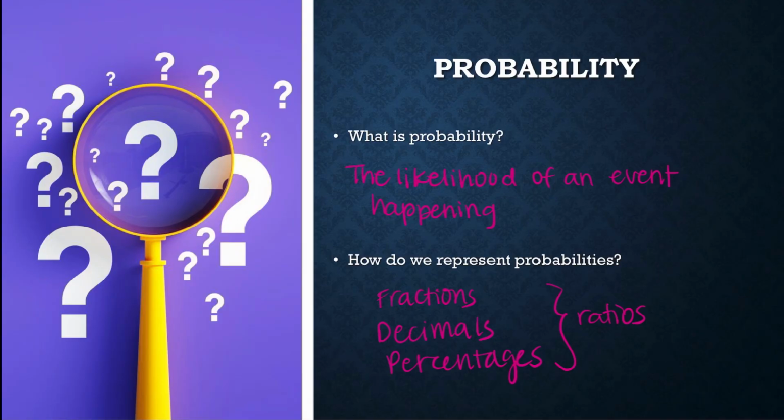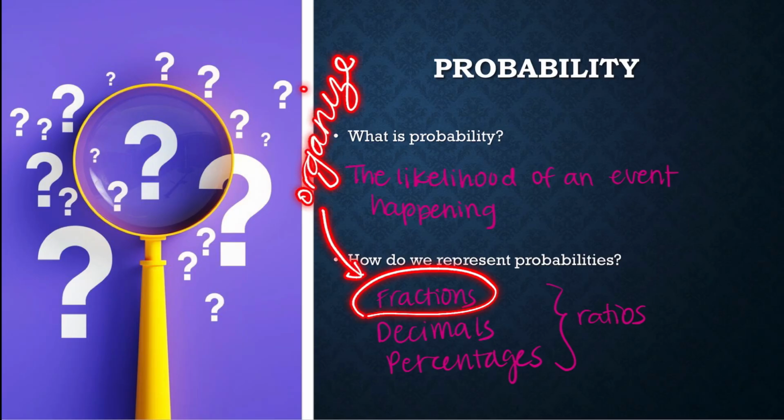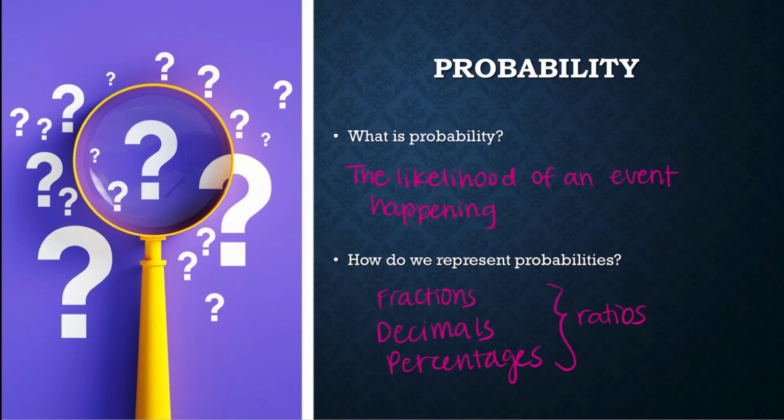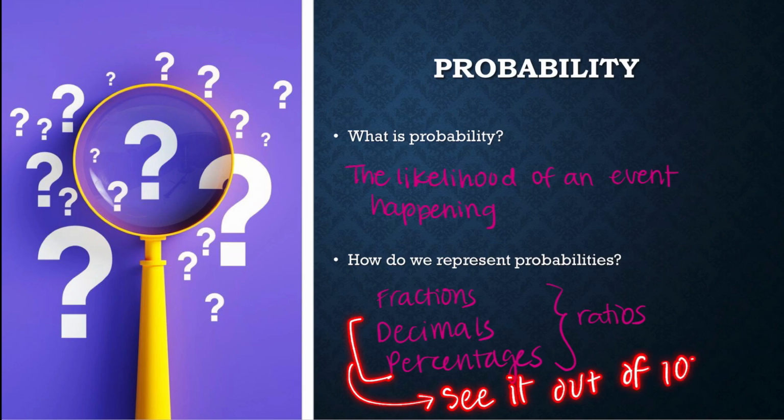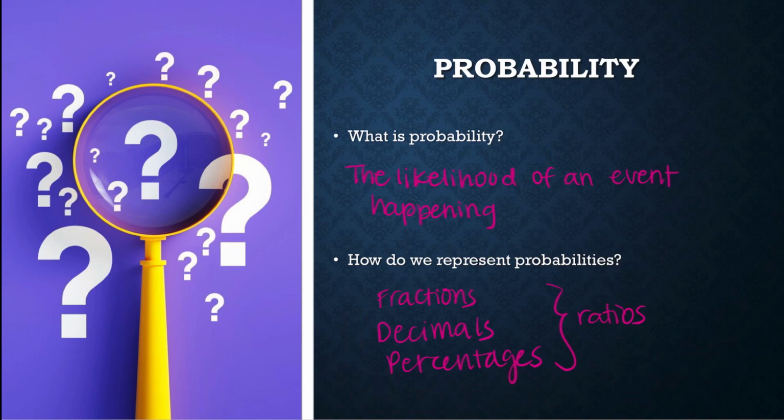So I guess that's kind of what I'm trying to say, is that fractions are how you would write them down, to organize your information. But that's typically not how we would write down the probability at the end. We would put these so that we could see it out of 100, out of 100%. So all of them have a place. Decimals and percentages are basically the same thing. You just put the dot in a different spot.